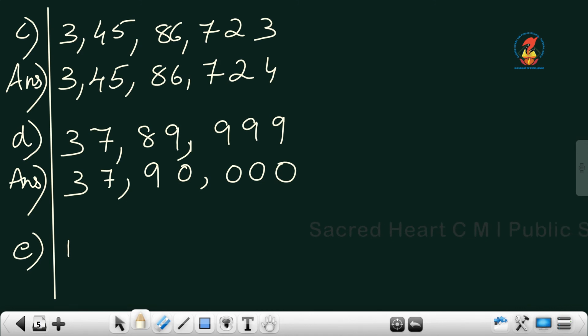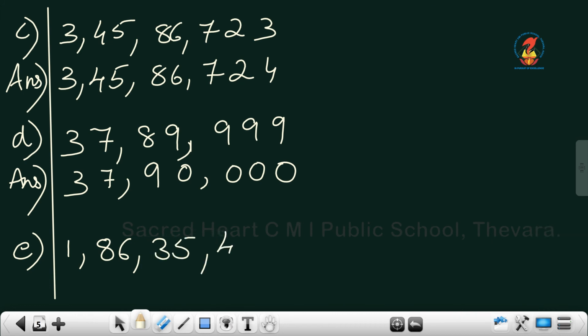It's a question for you, homework. 1 crore 86 lakh 35,450. Complete it as a homework. Write the successor of this number.